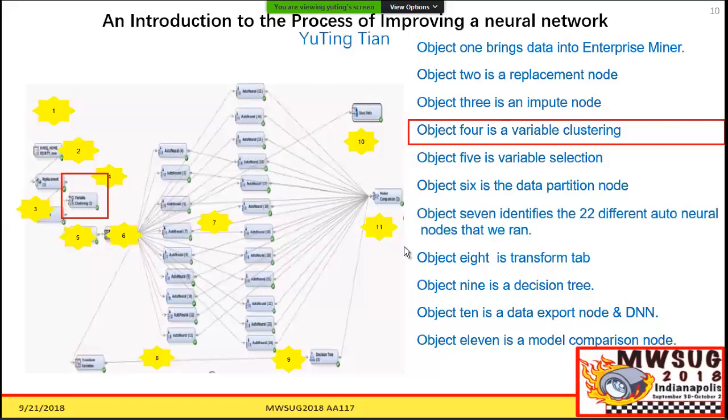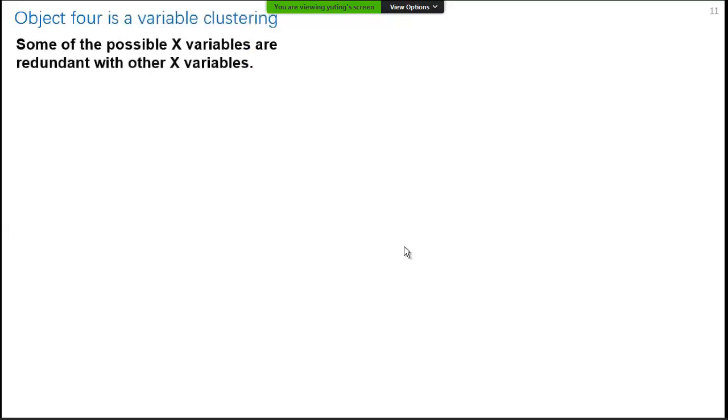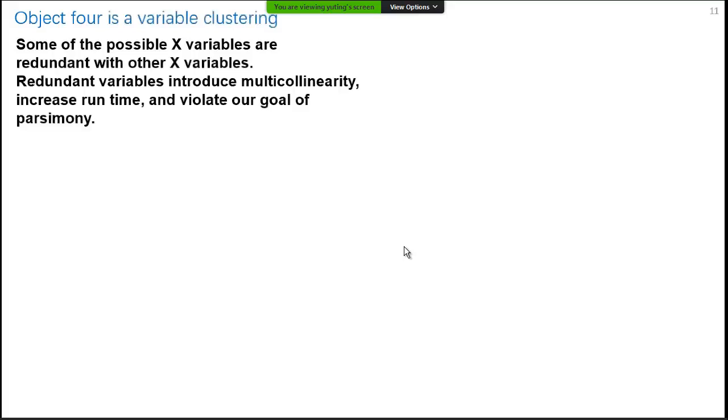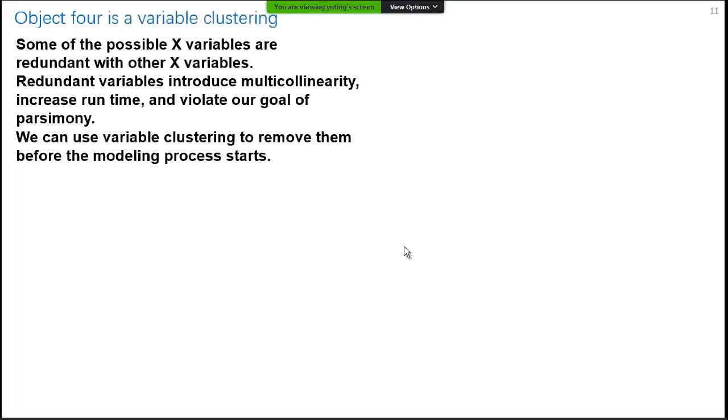Now let's go to Object 4, variable clustering. Some of the possible X variables are redundant with other X variables. Redundant X variables introduce multicollinearity, increase runtime, and violate our goal of parsimony. We can use variable clustering to remove them before the modeling process starts.